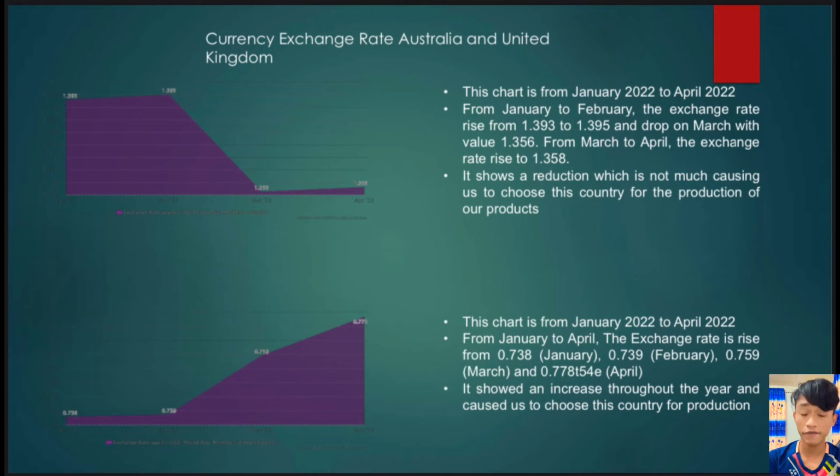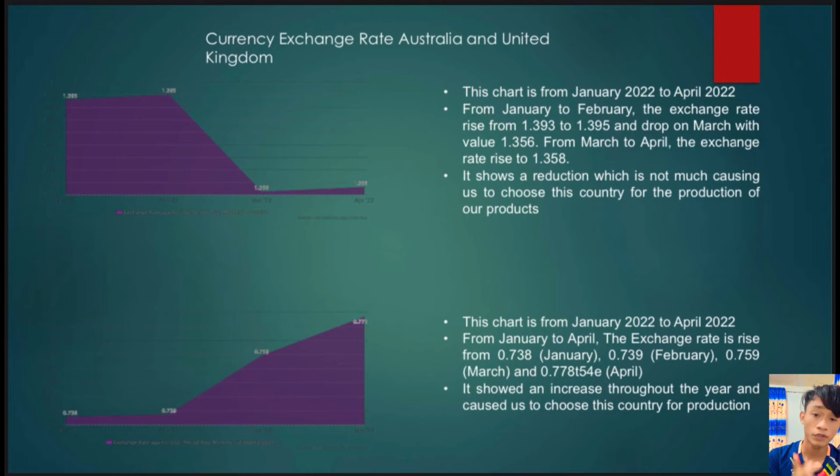The second chart is from United Kingdom. From January to April, it shows an increase: 0.738 in January, 0.739 in February, 0.759 in March, and 0.778 in April. The increase makes us choose this country for the production.